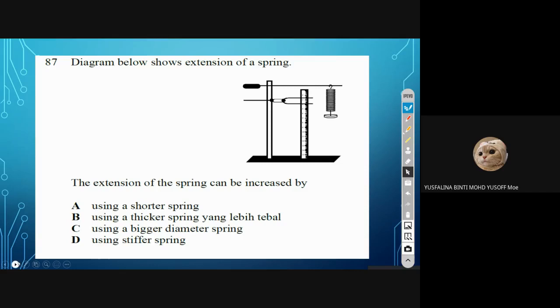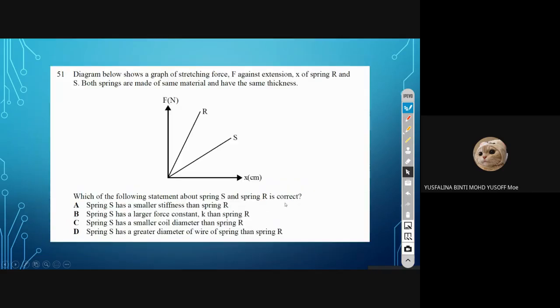Alright, next question. Number 51. Same, still a spring question. The diagram below shows a graph of stretching force F against extension X of springs R and S. Both springs are made of the same material and have the same thickness. What you can get from the graph: the first one is the spring constant, and the second one is the elastic potential energy.